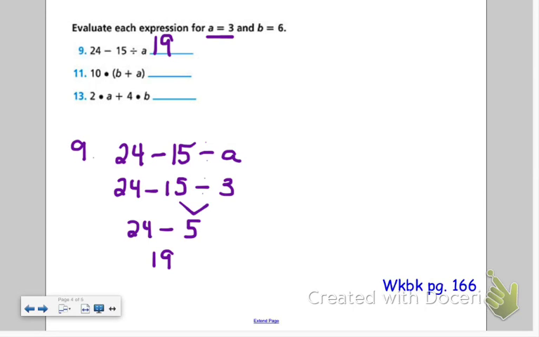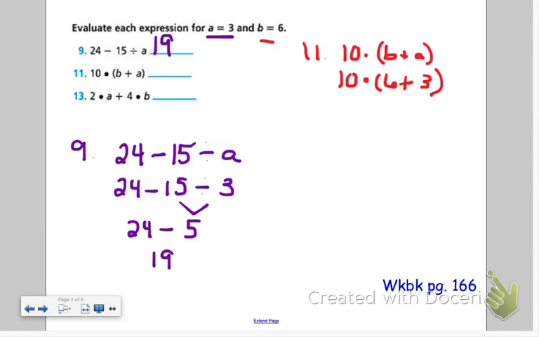Let's take a look at number 11. We have 10 times, try to make my multiplication sign there, b plus a in parentheses. So first I'm going to do the substitution step. It's going to be 10 times, and instead of b, I'm going to put 6 in its place. Instead of a, I'm going to put 3 in its place. So there's the new expression, but now I have numbers substituted in for the variables.